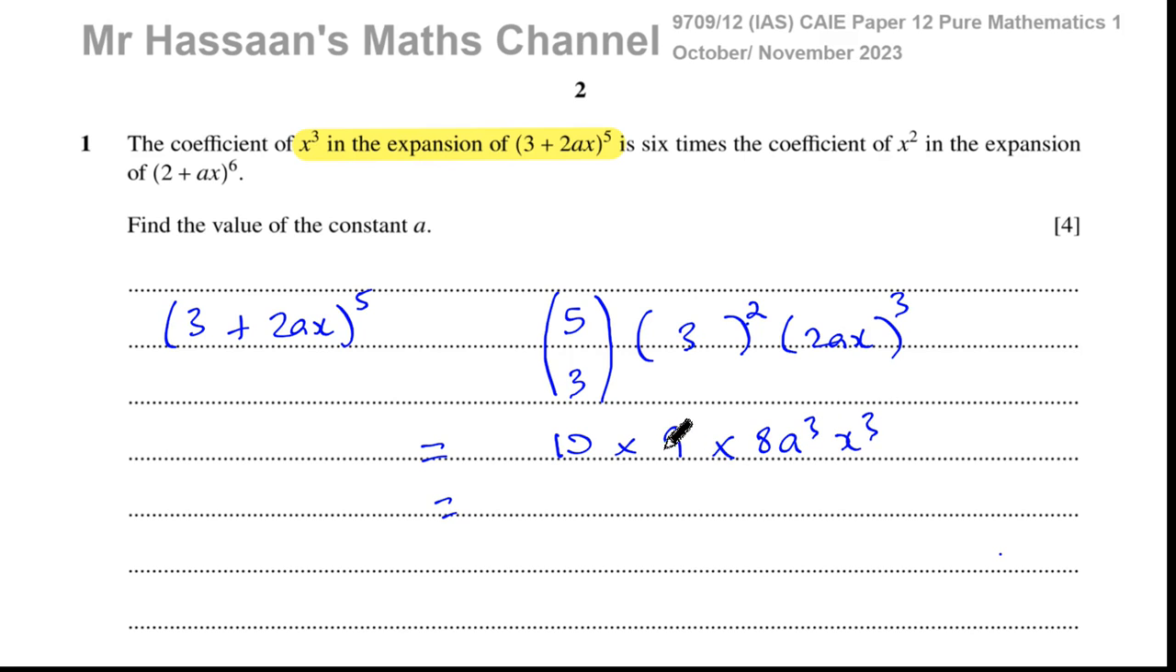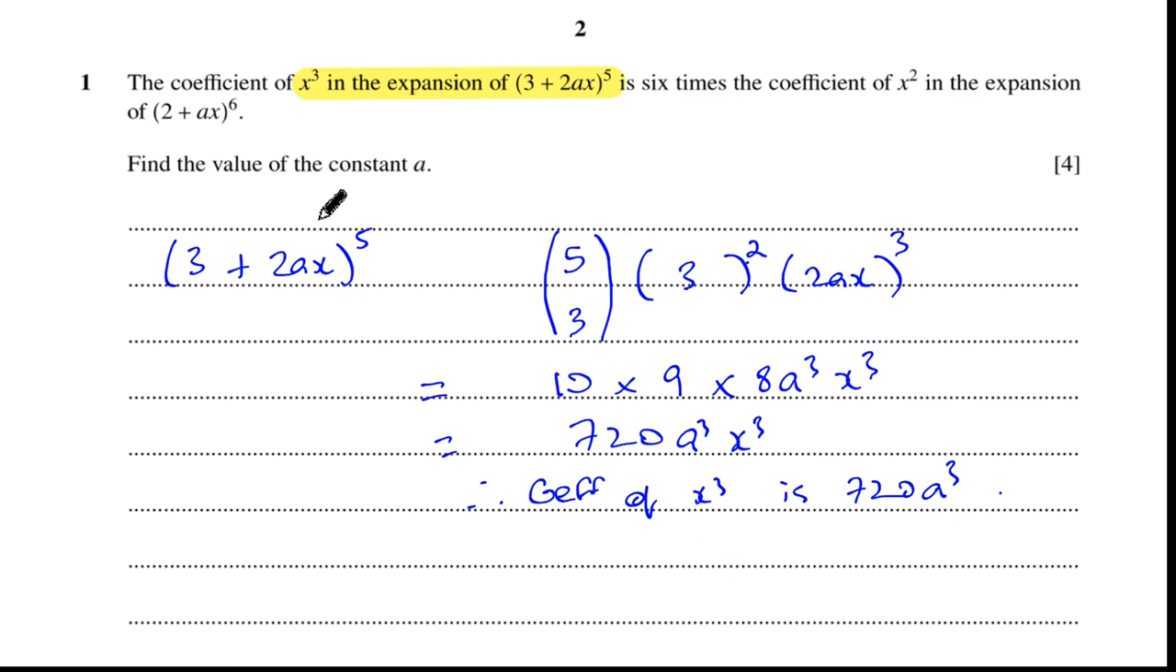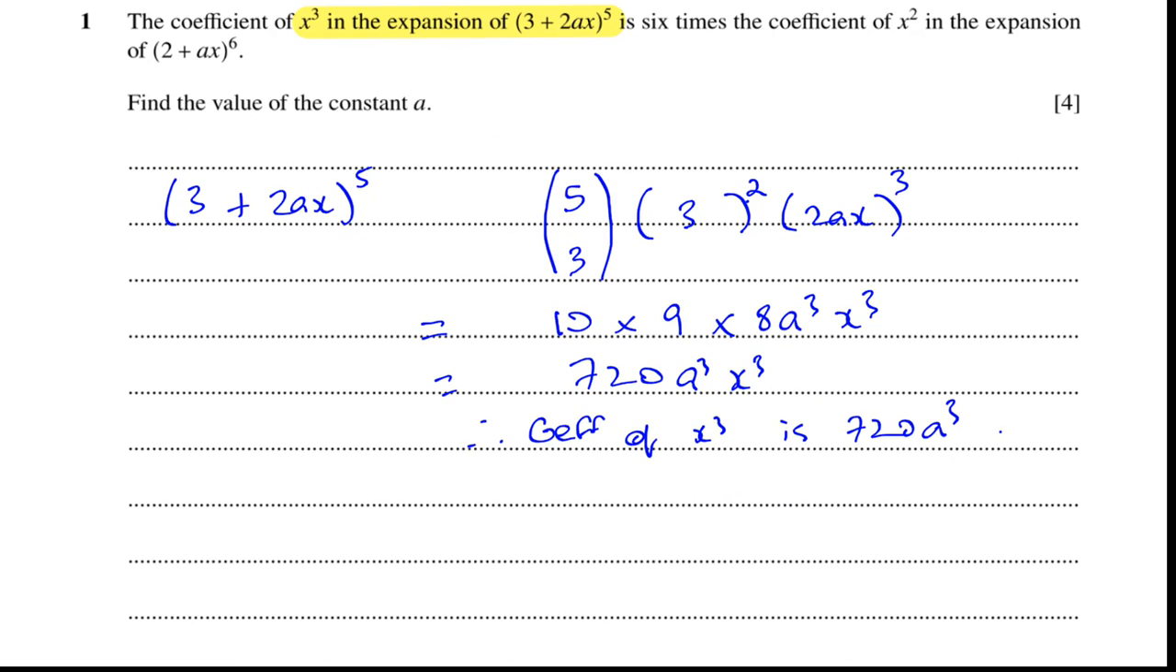So we're going to have 9 times 8, 9 times 10, 90 times 8, which is, I think that's 720, a cubed, x cubed. Okay, so therefore we can say the coefficient of x cubed is 720 a cubed. That's the coefficient. Then we have to also look at 2 plus ax to the power of 6.